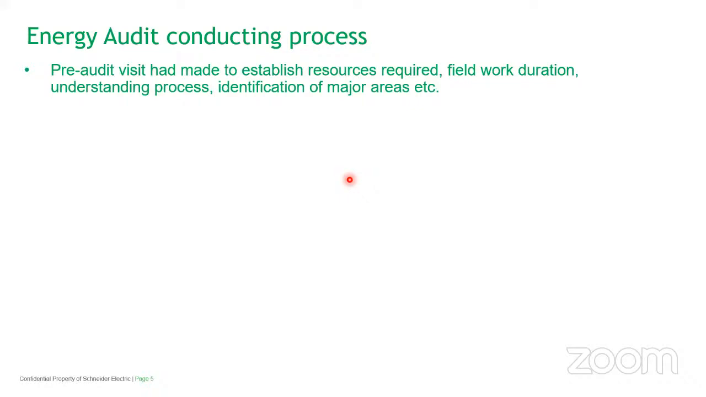Then we should know which are the major energy areas we should target. Maybe in your house you're using an air conditioning system, or lighting, or a refrigerator, or geysers in your restrooms. All these things will help us. So you should plan in advance before you go to the particular facility or industry. This is called planning.